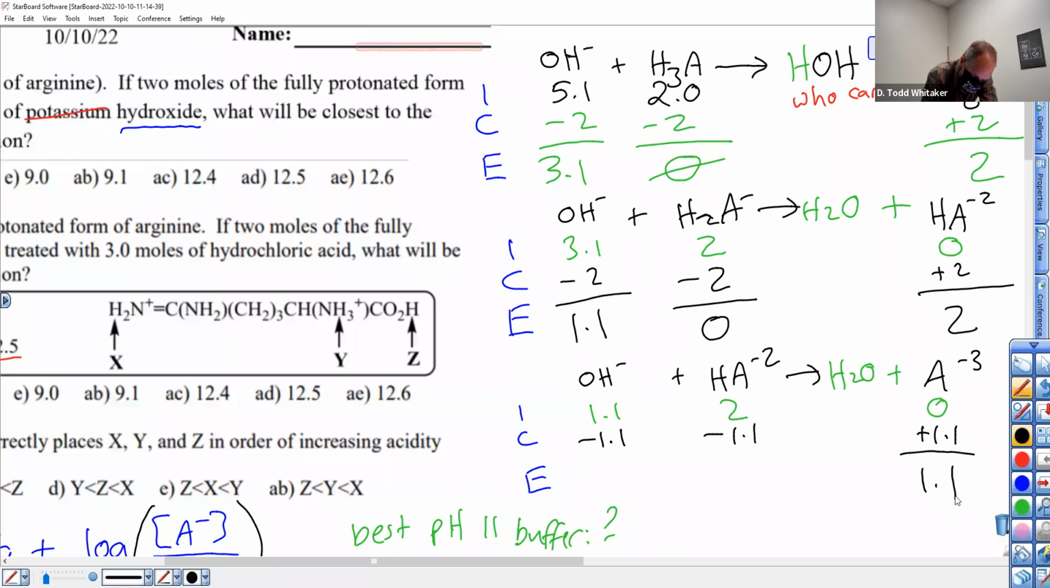You made 1.1 of the base. You're left with 0.9 of the acid. Do you agree? And you're done. You put a happy face when hydroxide goes down to 0. You don't have to. But there you go. That's when you know you're done.